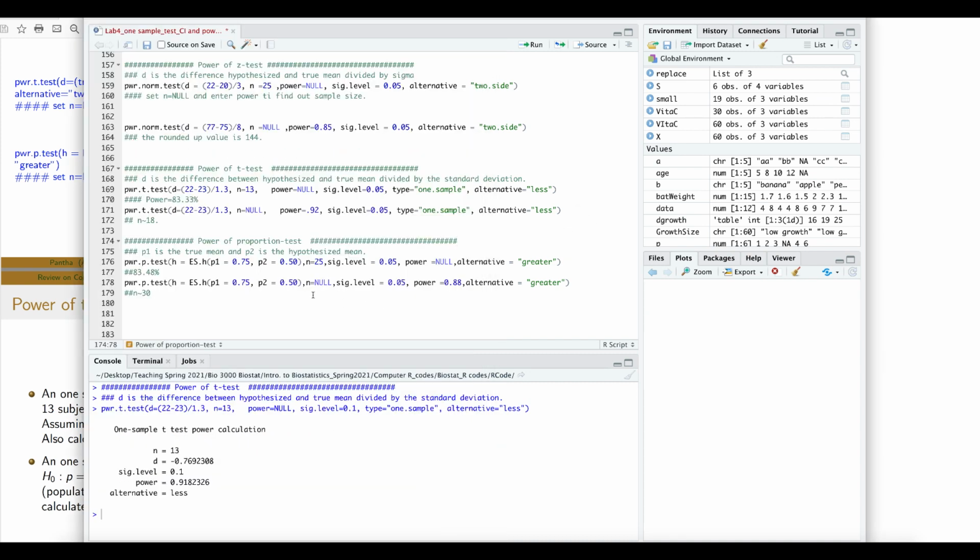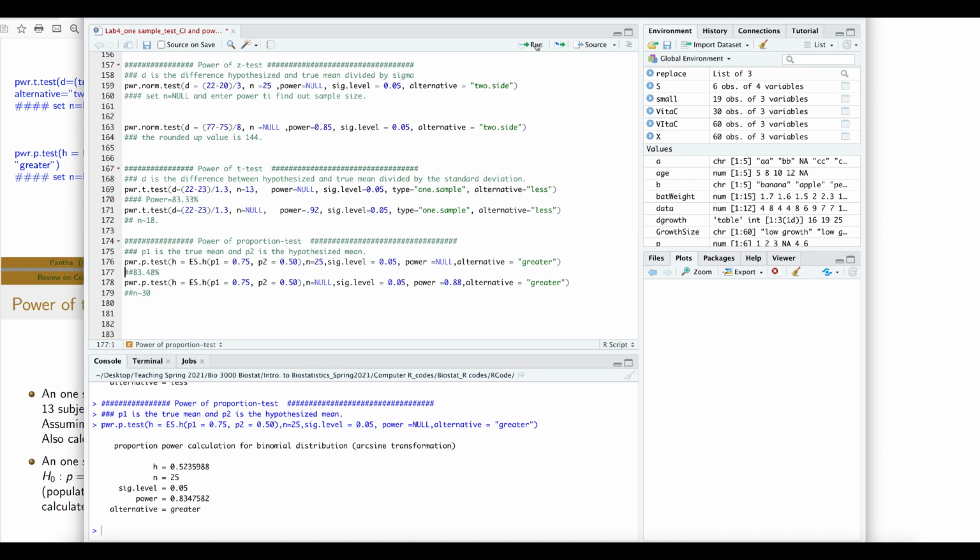Okay, look at this one. This one is for the proportion test, pwr.p.test. This one is also pwr.p.test. So this one here, I'm trying to find out the power. Here I'm trying to find out the sample size for a given power of 88%. Okay, so let us run that. It gave me 83.47 power, and the second one I fixed the power and was trying to find out the sample size. It is 29 point something, that is 30. You always round up. Okay guys.